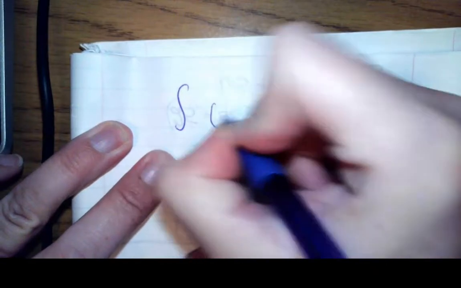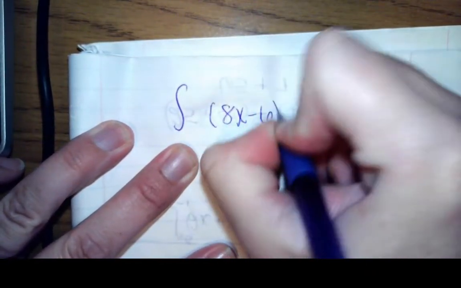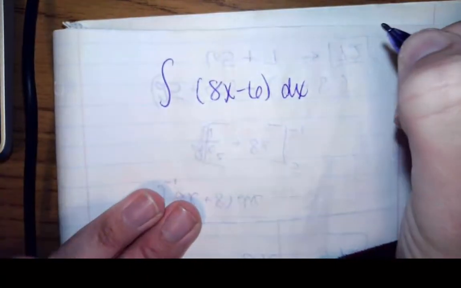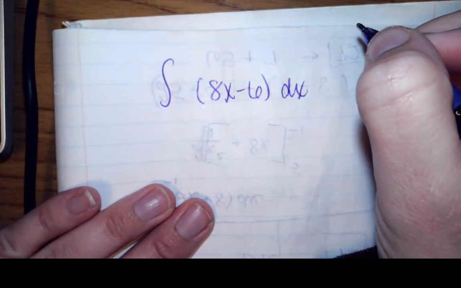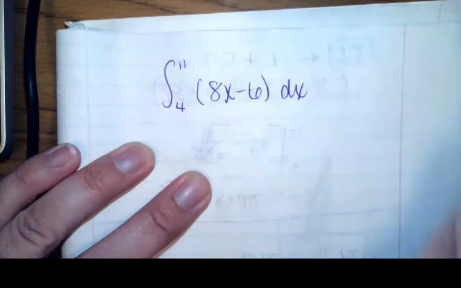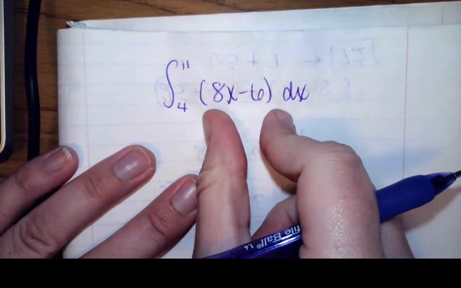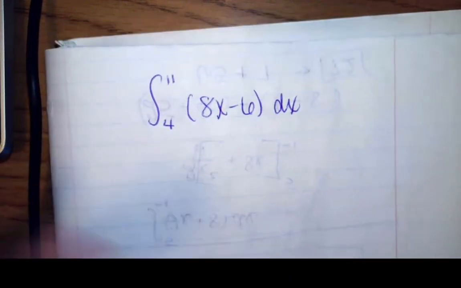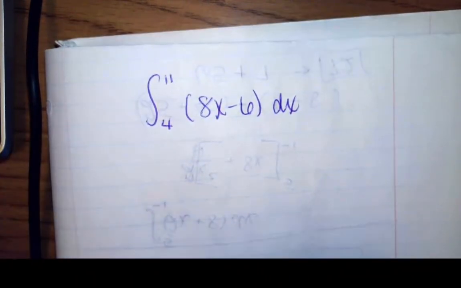All right. So I've got 8x minus 6. So the integral of 8x minus 6 dx, my limits of integration are going to be from 4 to 11. Okay, so they're just giving you the function, and then they're telling you what interval to use. So I'm going ahead and smooshing it all together.